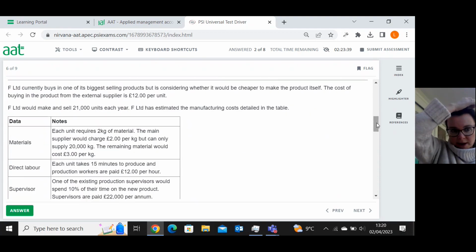F Limited currently buys in one of its biggest selling products, but is considering whether it would be cheaper to make the product itself. The cost of buying in the product from the external supplier is £12 per unit. F Limited would make and sell 21,000 units each year and has estimated the manufacturing cost detailed in the table.